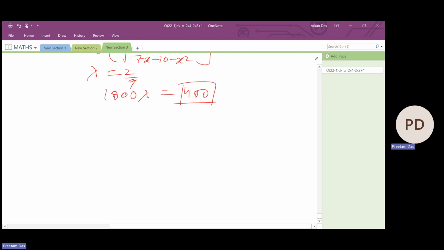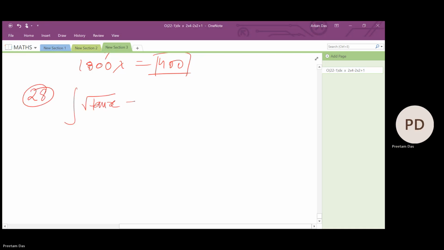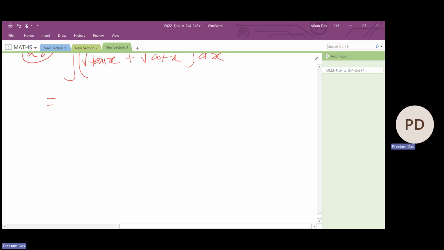Let's solve the question number 28. Question number 28 is again a very important category of JEE. How do you go about that? Let us see. So 28 is given to be root tan x plus root cot x, dx. So express this as sine and cos. When you express this as sine and cos, you get sine x plus cos x divided by square root of sine x cos x. How do you solve this kind of integral? You have to find a function whose differentiation is sine x plus cos x.